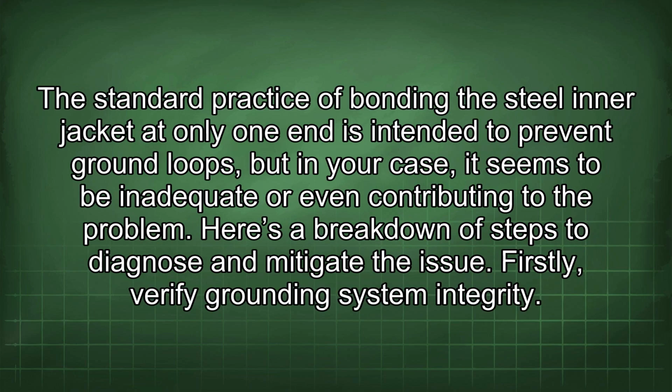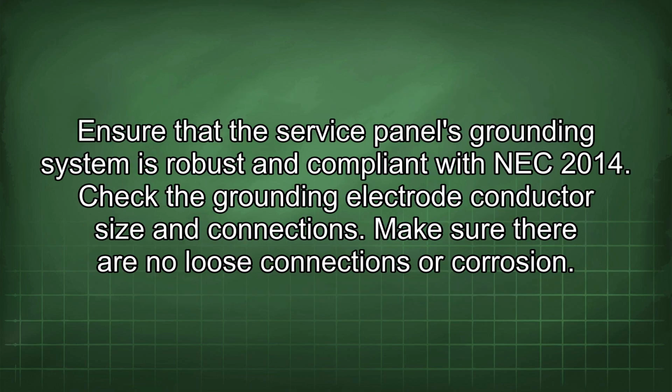The standard practice of bonding the steel inner jacket at only one end is intended to prevent ground loops, but in your case, it seems to be inadequate or even contributing to the problem. Here's a breakdown of steps to diagnose and mitigate the issue. Firstly, verify grounding system integrity. Ensure that the service panel's grounding system is robust and compliant with NEC 2014. Check the grounding electrode conductor size and connections. Make sure there are no loose connections or corrosion.